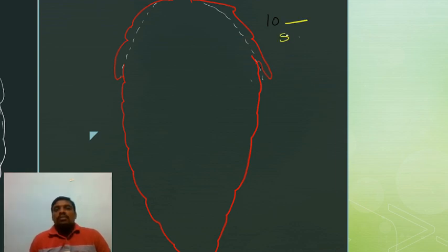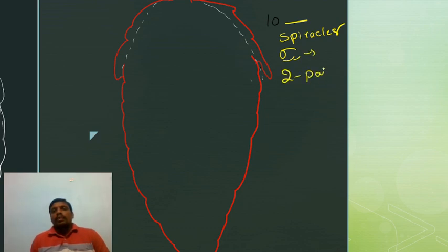These 10 pairs of external openings are called spiracles. What are they called? Spiracles. Now, these spiracles are external openings. These openings are commonly 10 pairs. Two pairs of external openings are located in the thorax region, whereas the remaining 8 pairs of spiracles are located in the abdominal region.